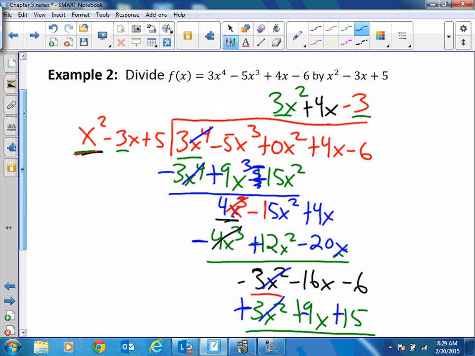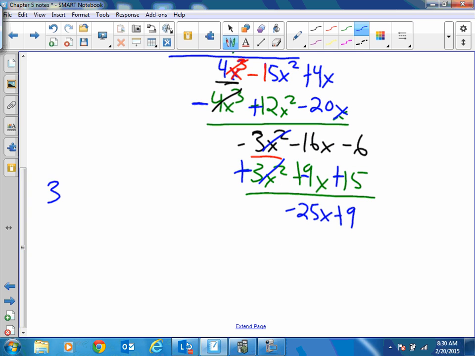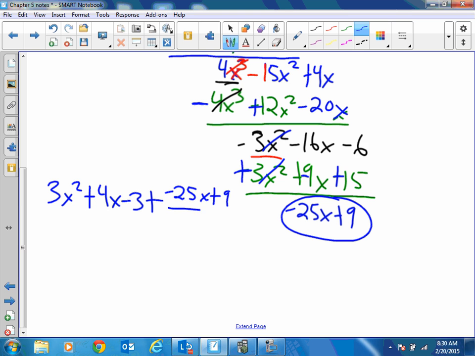Our answer is what's on top, so it's 3x squared plus 4x minus 3, and then plus, always just write a plus right here, all right? And you're going to write this part over what we divided by. Remember we took, on the other one we had 2 over 3, so this one we're doing negative 25x plus 9 over what we divided by, which was x squared minus 3x plus 5. Always put a plus there. It just makes it easier, okay, if you always just put a plus there.